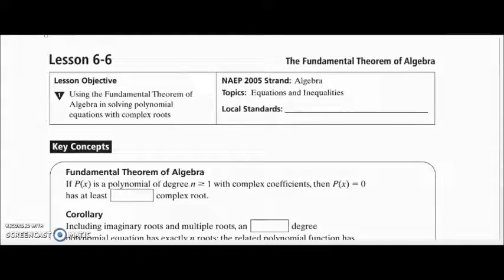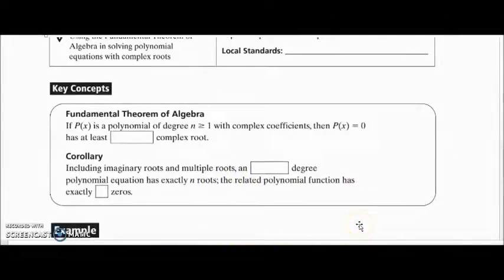Today we're going to take a look at our final lesson in Chapter 6 on polynomials. This is Lesson 6.6 on the fundamental theorem of algebra. And our goal today is to use the fundamental theorem of algebra in order to solve polynomial equations with complex roots. So let's take a look at what the fundamental theorem of algebra is.